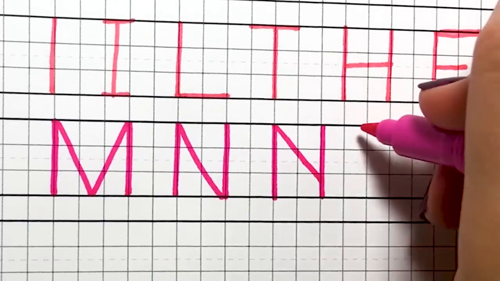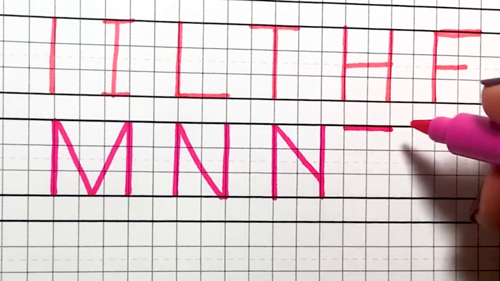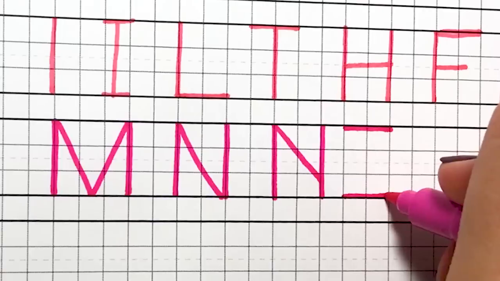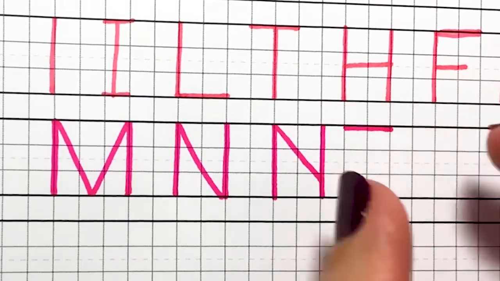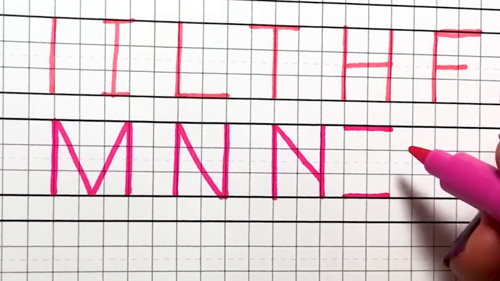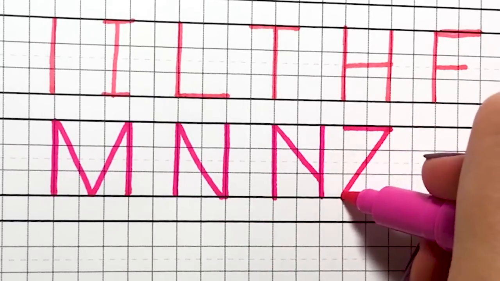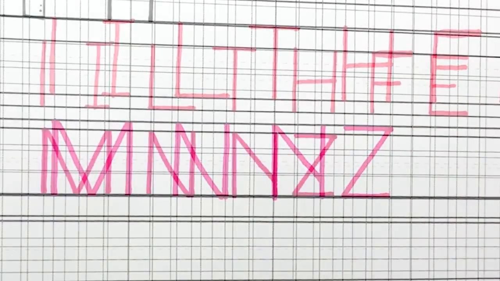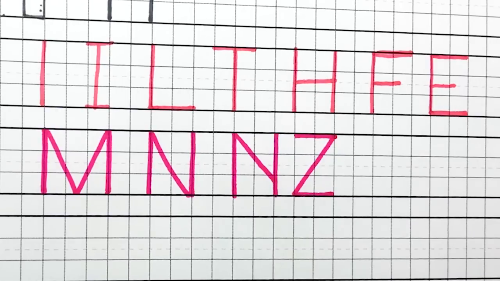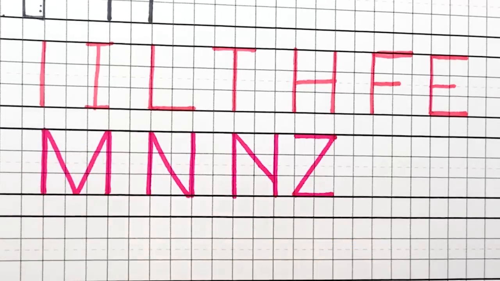And then Z, we're going to make 2 horizontal lines that are 2 spaces apart, stacked on top of each other vertically, and then connect them this way. All right, so those are all of the letters that are just pretty basic horizontal and vertical lines, and then a few connecting diagonals.